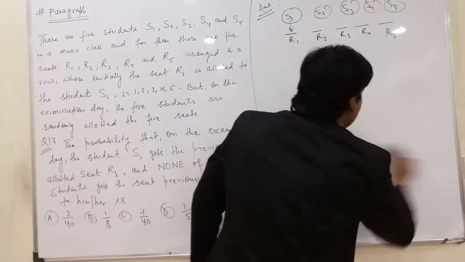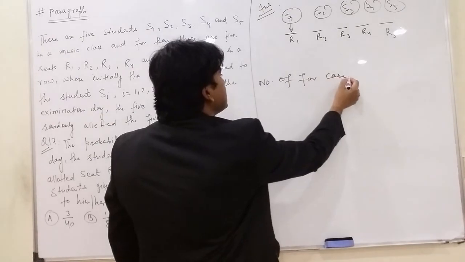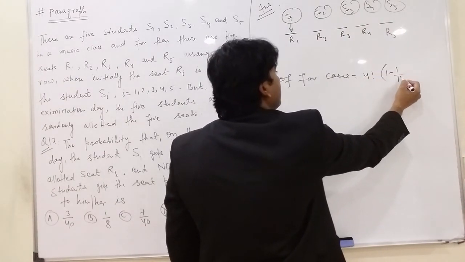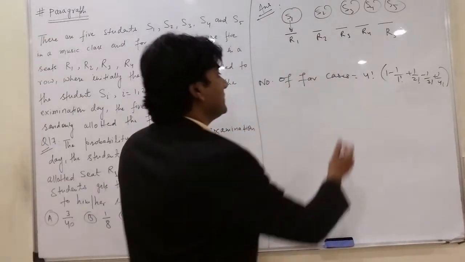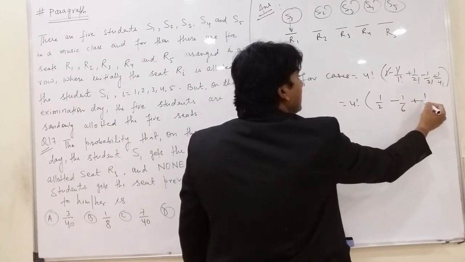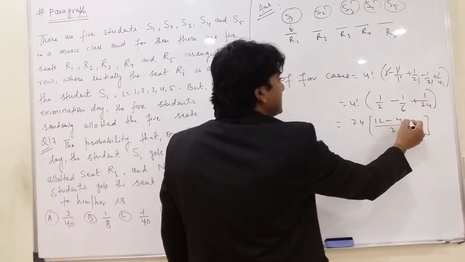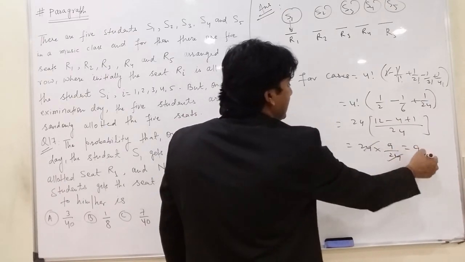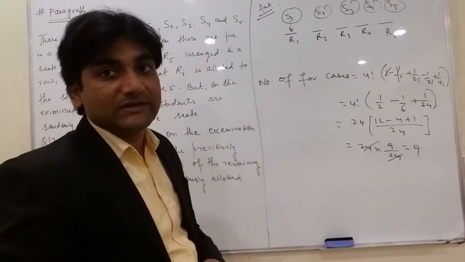So now, number of favorable cases means n factorial, we have 4 elements, 4 factorial, 1 minus 1 over 1 factorial plus 1 over 2 factorial minus 1 over 3 factorial plus 1 over 4 factorial. Okay? So this is 4 factorial, then 1 and 1 cancel, this is 1 over 2 minus 1 over 3 factorial is 1 over 6, and this is 1 over 24. 4 factorial is 24, then we have to solve this. This is 24, this is 12 minus 4 plus 1, this is 24, and this is 9 over 24, this is cancelled, it means 9. So 9 is a favorable case, where except S1, none of them will sit in the previously allotted seat.